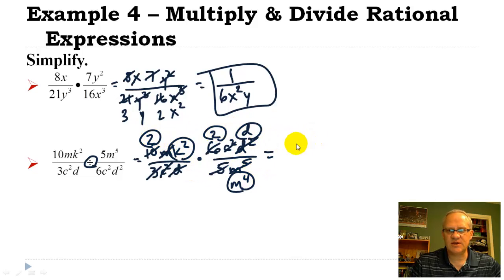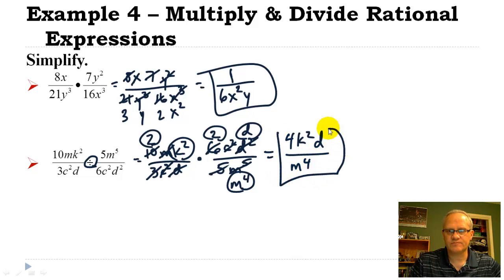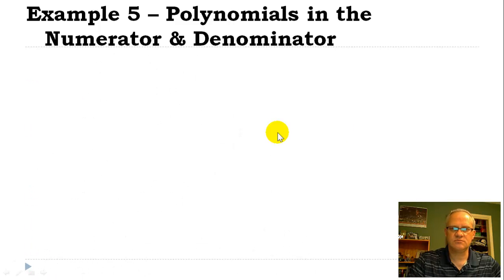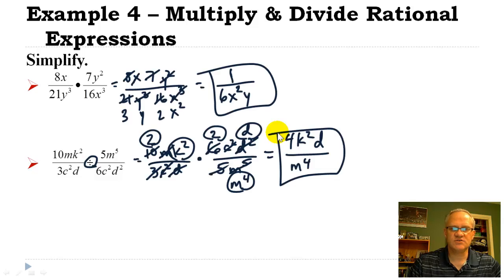So 2 times 2 now is 4, a k squared and a d, and then on the bottom m to the fourth. Oops, that went too fast there. So anyway, we ended up with 4k squared d over m to the fourth. Okay, so flip the second one and then multiply, cancel top and bottom. All right.